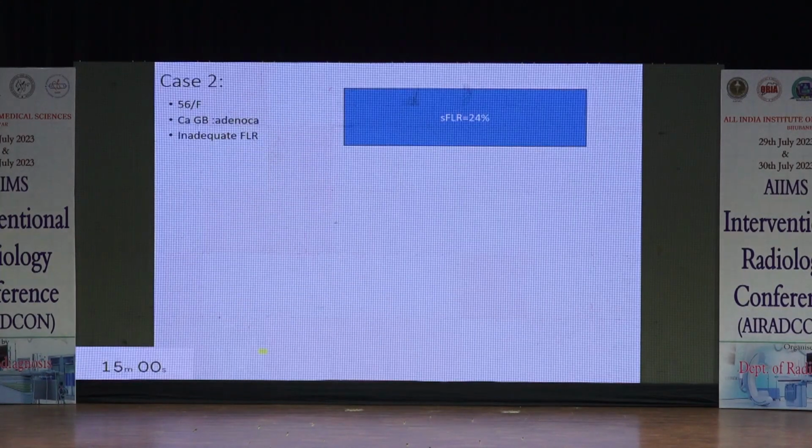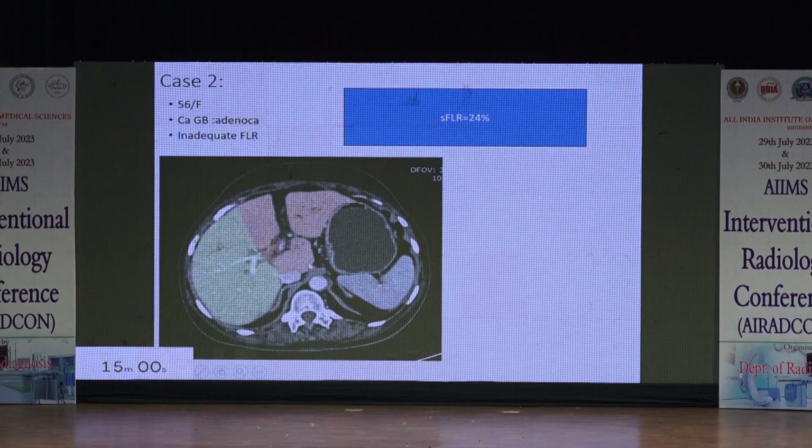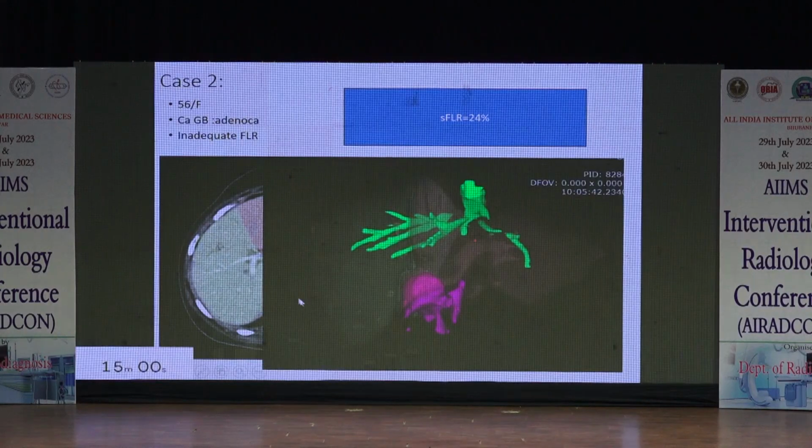So we'll take another case. This was a 56-year-old female, carcinoma GB, adenocarcinoma with inadequate FLR. sFLR was 24%. Since this patient had received chemotherapy, considering marginal liver, she was referred for portal vein embolization. So this is how you see it on a Myrian software after doing the segmentation or volumetry. This is the right lobe that is going to be removed. This is the tumoral part, and this is the left lobe, and these are the hepatic veins in green.